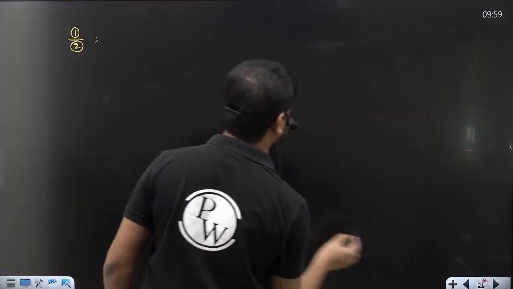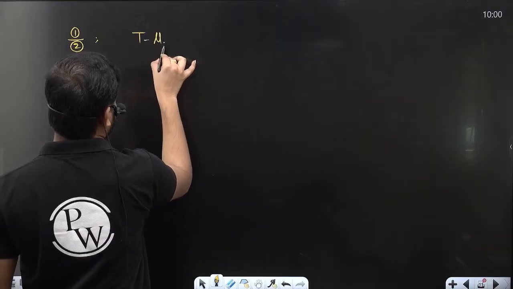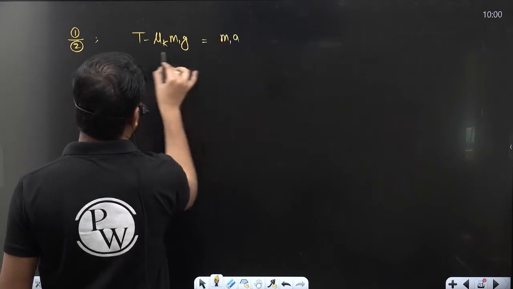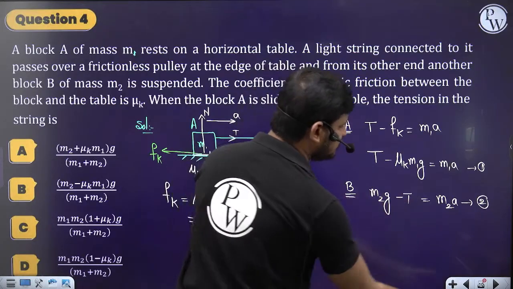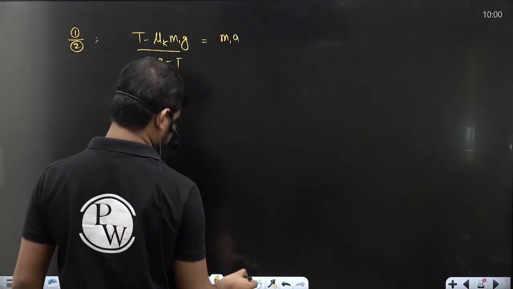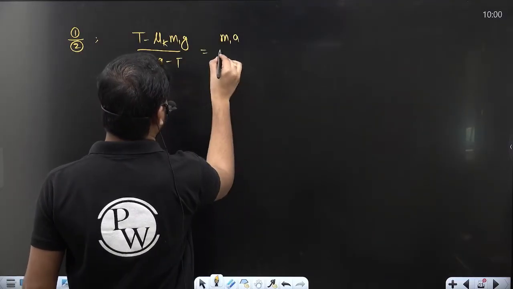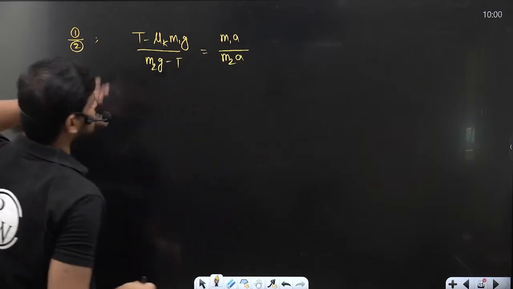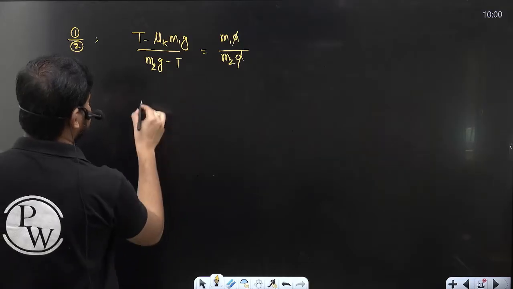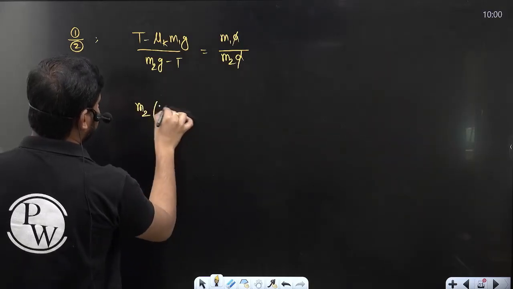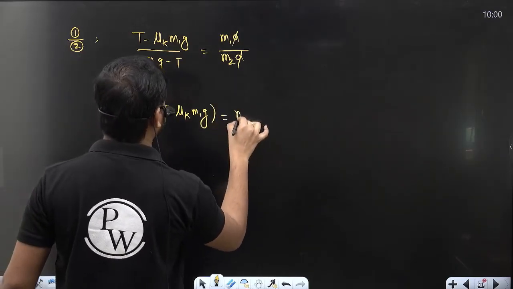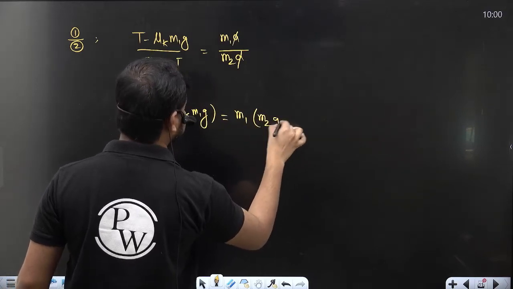T minus 𝜇k m1g is equals to m1a, divided by the second equation, m2g minus T is equals to m2a. We are dividing these two equations, so here acceleration cancels. We need the tension, so let's cross multiply. Do the calculations properly. So m2 into T minus 𝜇k m1g is equals to m1 into m2g minus T.